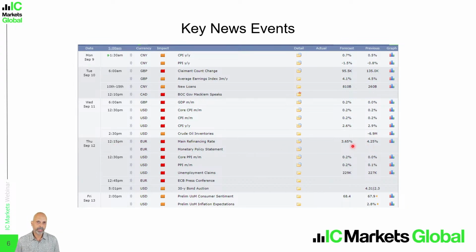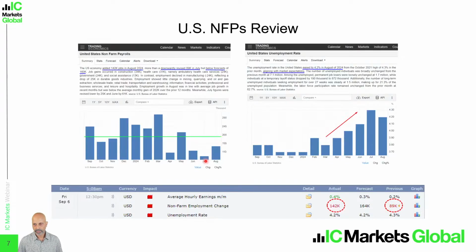where they're expected to cut the main refinancing rate by 60 basis points. So they're looking to bring it down from 4.25% to 3.65%. In addition, we also have ECB President Christine Lagarde delivering a press conference half an hour after the monetary policy statement is released. We've also got PPI data out on Thursday, 12:30 p.m., which measures the level of wholesale inflation in the US.